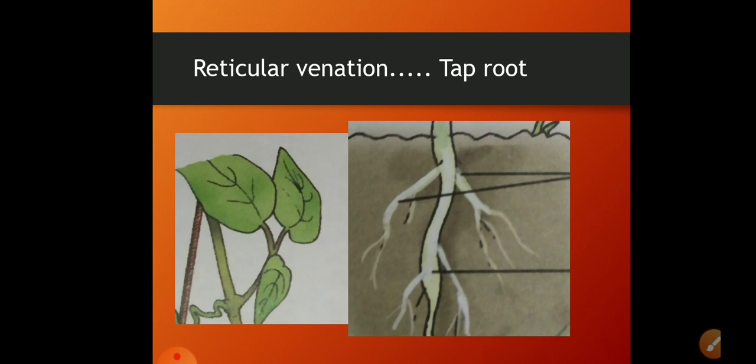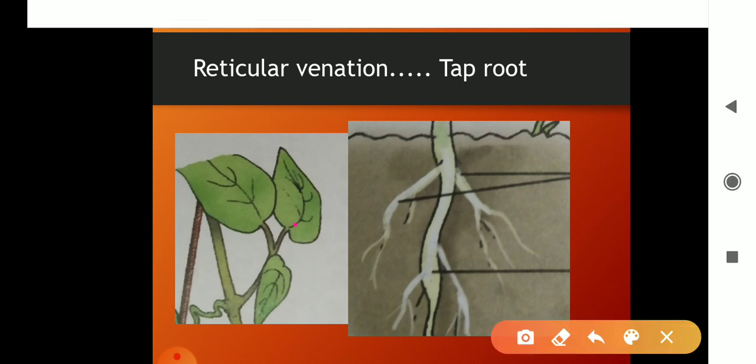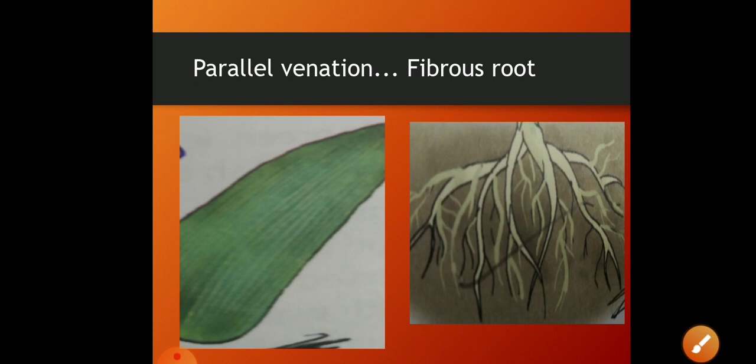As I have already told you, there are two types of venation. The first is reticular venation, and the second is called parallel venation. If the leaf has reticular venation, then the root will always be taproot. You can see in this picture, this is a leaf having reticular venation. Reticular venation means network type of venation. A primary root will be there and the secondary roots will come out from the primary one, right? Then the taproot system will be formed.